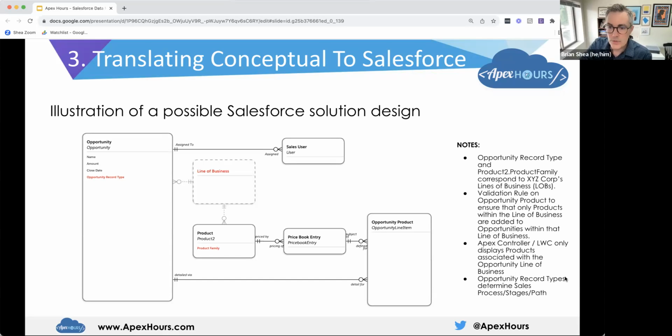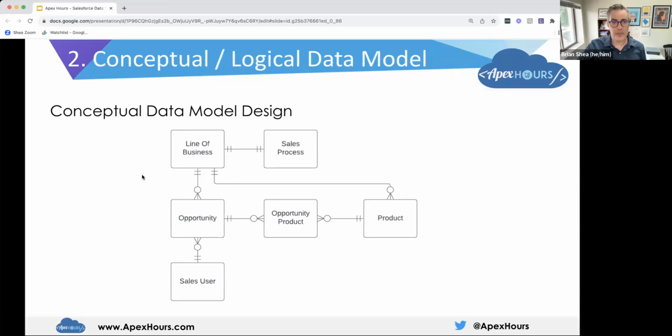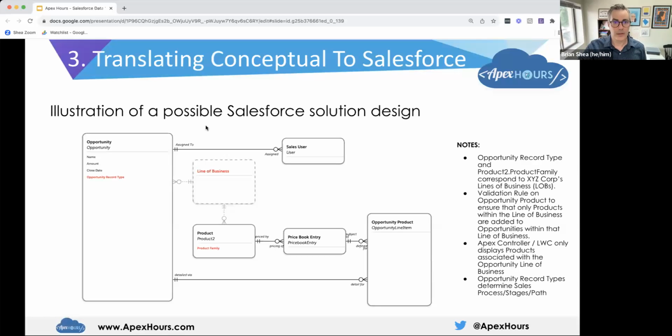Another kind of user experience thing, the fact that we've got opportunity record type expressing our line of business, that could be used to drive the sales process, the stages, and the path on the opportunity. So what I want to call out here is we went from this, which is an entity relationship diagram, to a solution design in Salesforce, and they're very different, right?